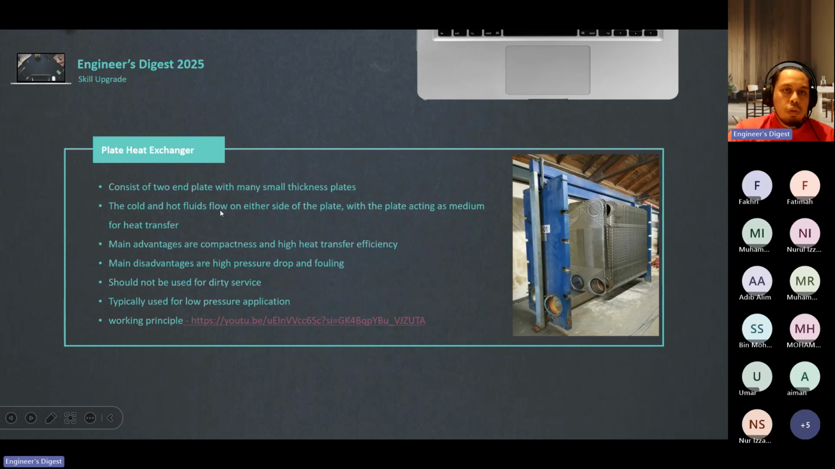The cold and hot fluid flow on either side of the plate, with the plate acting as medium for heat transfer. Okay, you can see here. Later we'll look at this working principle.